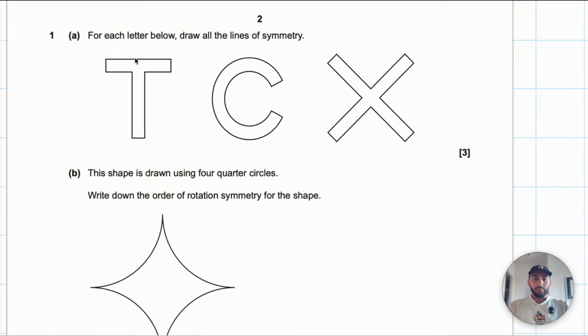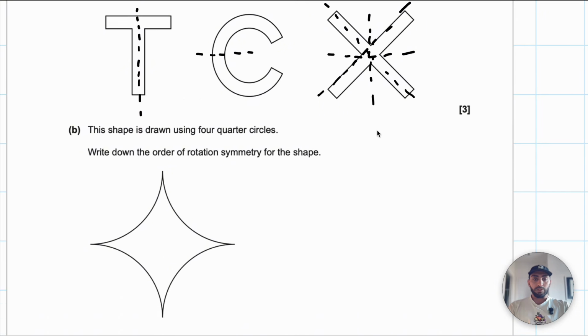For this question, I'd do it in a pencil. Just think where if you folded it over, it would just overlap itself fully. So that would be that one for T. This one would just have 1. And this X would have 4. So 1 across each part of the letter. And then you could fold it horizontally or you could fold it vertically. So that one has 4.